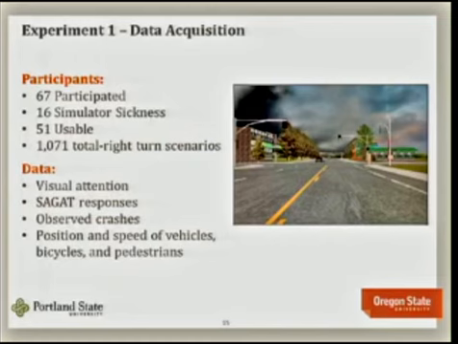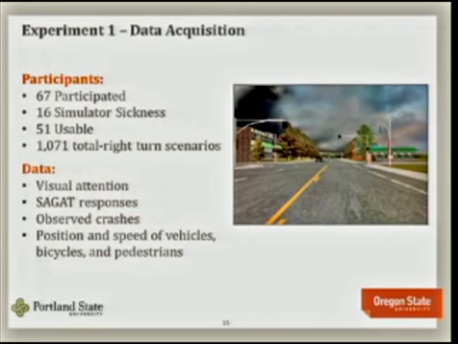So exactly what did we do in experiment number 1? We generated 67 participants, 16 of which experienced simulator sickness. One of the powers of laboratory experimentation is the ability to control all of the extraneous variables. That's an advantage. A downside of driving simulation is that we have a tendency to make folks nauseous when participating. So simulator sickness is a particularly interesting phenomenon. We can touch on it later on.